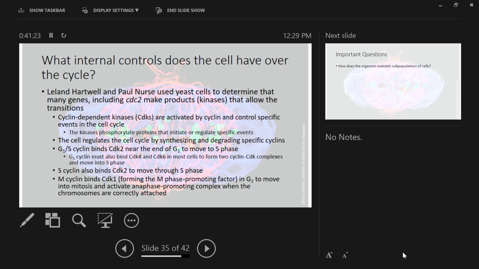Any questions about these levels of control? So again, the cell invests a lot of time, energy, and resources into going through the entire cell cycle. So it needs to ensure that it is completely ready to do so.